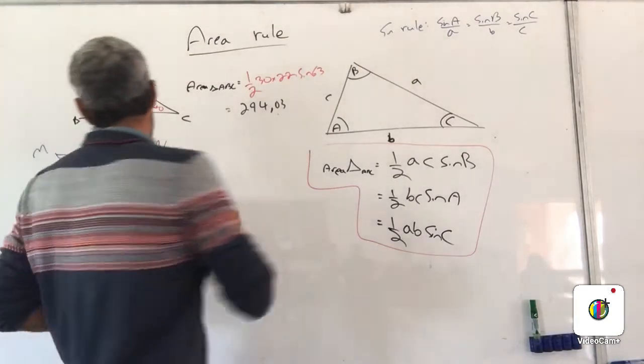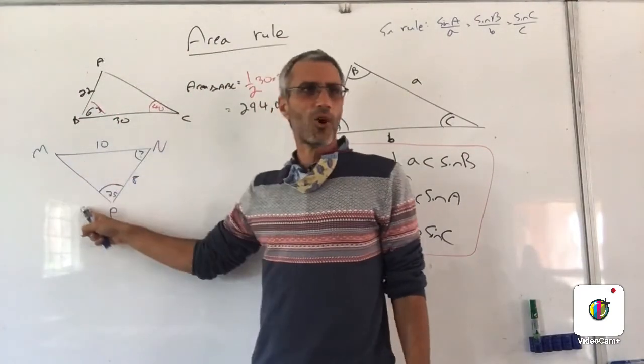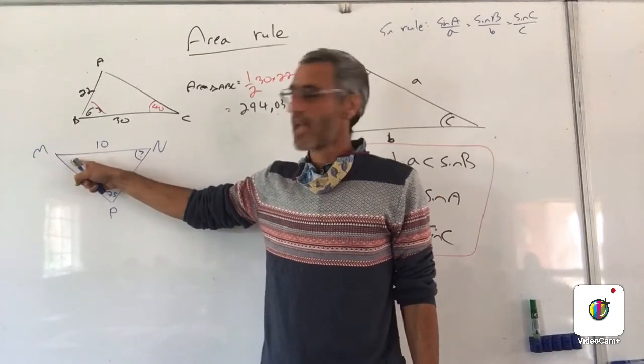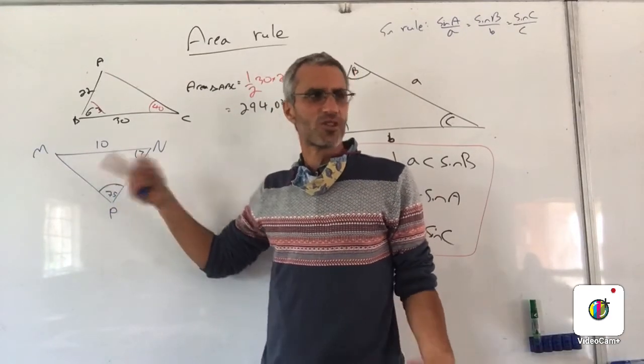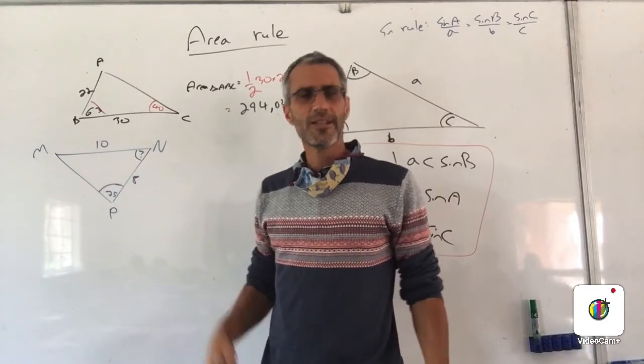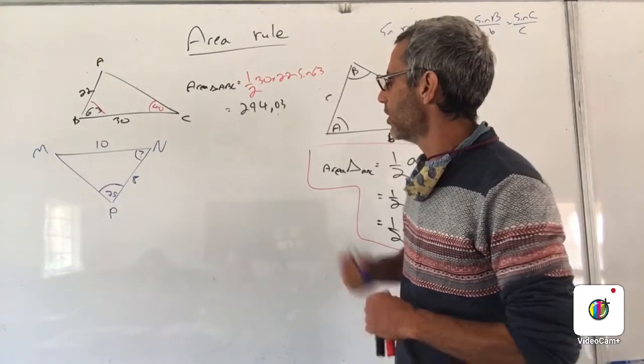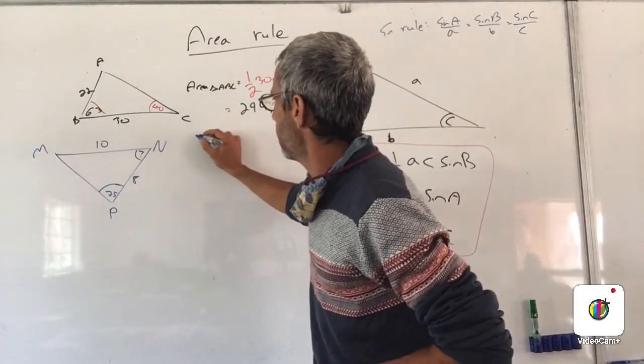But unfortunately, I don't have a side opposite to it. So what I'll have to do is first find M, and once I have M, I know what N is, because they all add to 180. There could be more than one way of doing it, but that's the way that comes to my mind now. So let's try and find M.